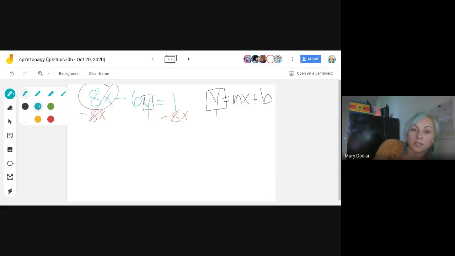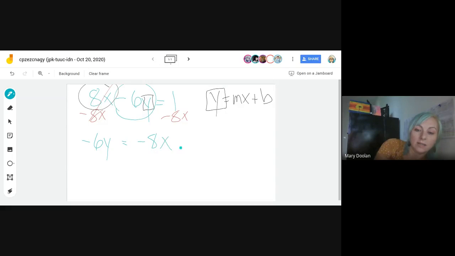And then what I'm left with is, I don't want to forget about this minus in front of the 6y. So it's negative 6y equals negative 8x plus 1. Notice I'm putting all the pieces in the right order. We have the y term and then equals, and then I have my x term and my b, which is the constant. All right, but I'm not quite done yet because I have to get y isolated.